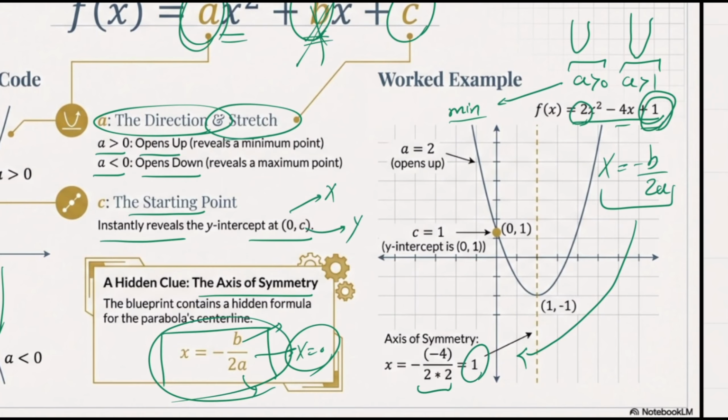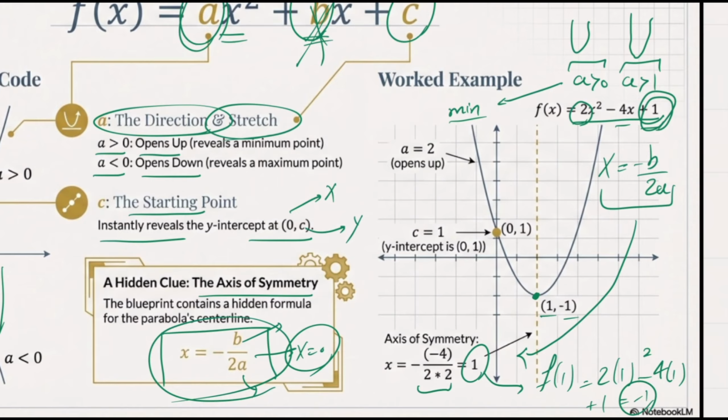So for sure I know 1 is the first part of my point, the x part. How can I find the y in order to make sure that I completely know where the exact point is? The only thing that I have to do is put this 1 inside my equation itself. It means 1 to the power 2 subtracted by 4 times 1, and after that plus 1 itself. If you solve this, you have negative 1. So 1 and negative 1 is going to be my minimum point.